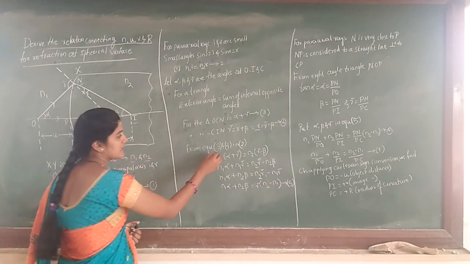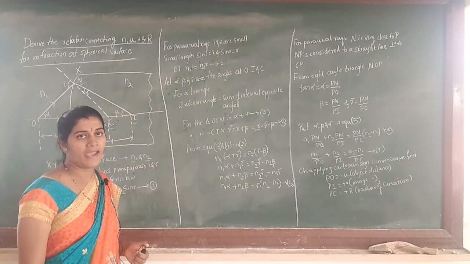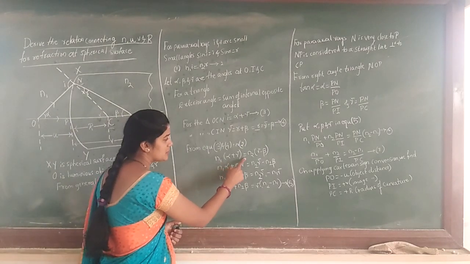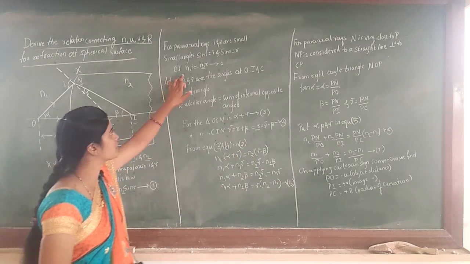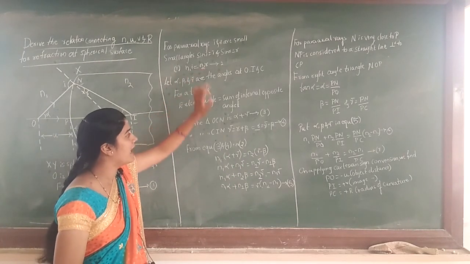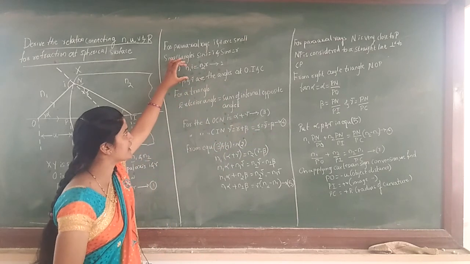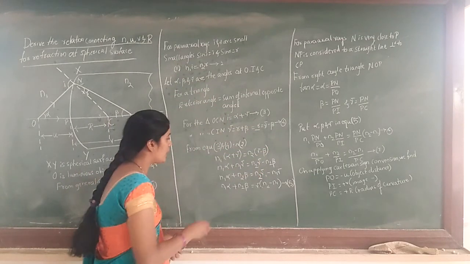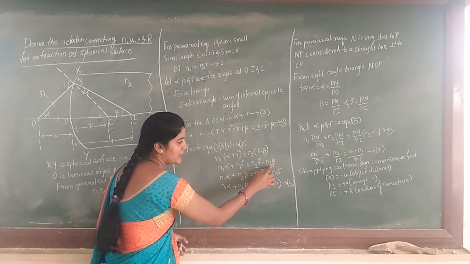Now from equations 3 and 4 we get the values of i and r, the angle of incidence and the angle of refraction. We put these in equation 2. We know that N1 i is equal to N2 r, with i equal to alpha plus gamma and r equal to gamma minus beta. Therefore N1 times alpha plus gamma is equal to N2 times gamma minus beta. Now opening the brackets, N1 alpha plus N1 gamma is equal to N2 gamma minus N2 beta.